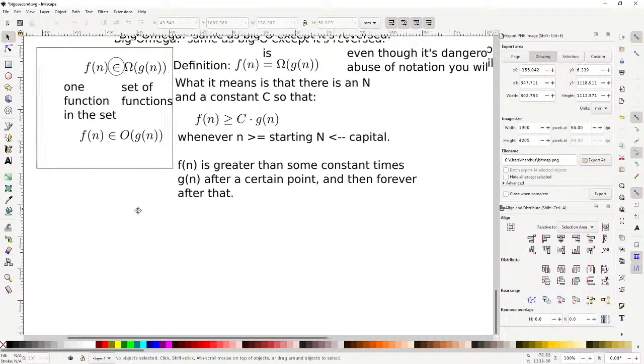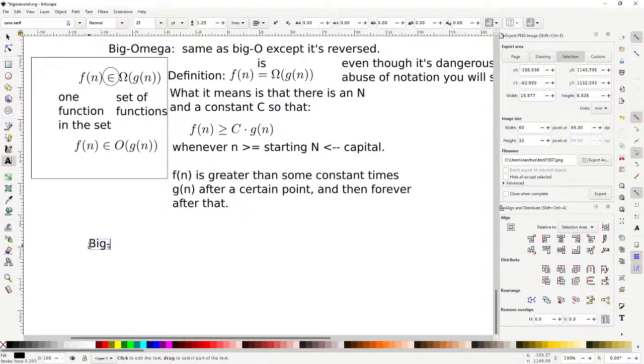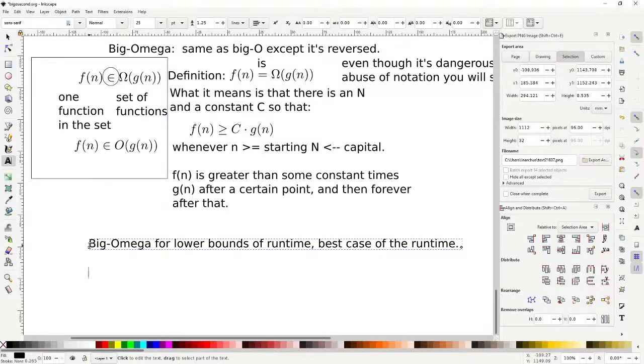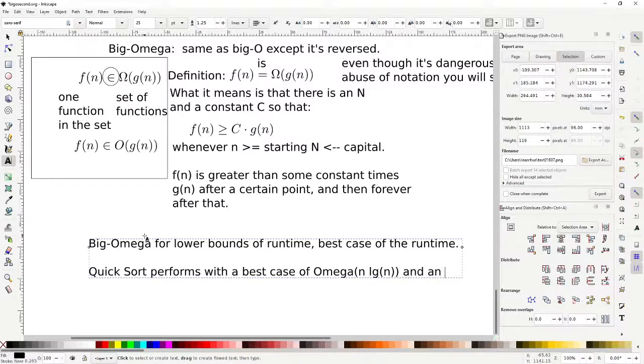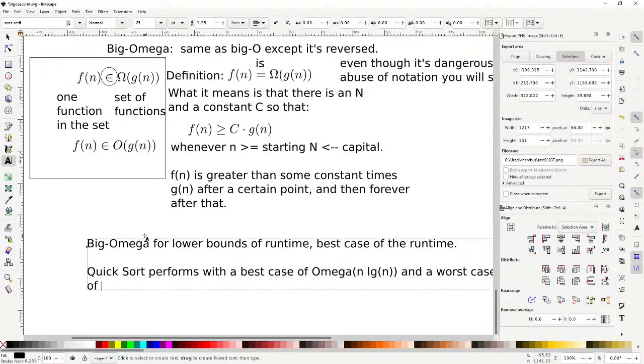So a lot of times we'll use big omega for lower bounds of runtime, and a lower bound of a runtime is often the best case of the runtime. So if we say that, for instance, quicksort performs, let's just say quicksort performs with a best case of omega of n log n, and a worst case of O of n squared.